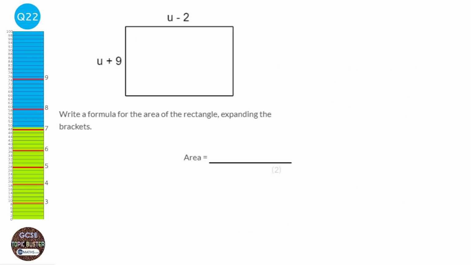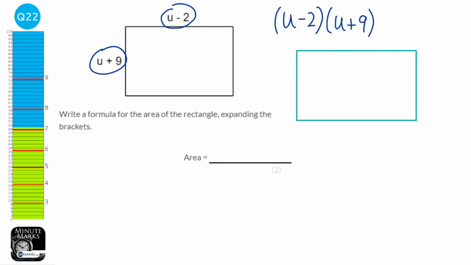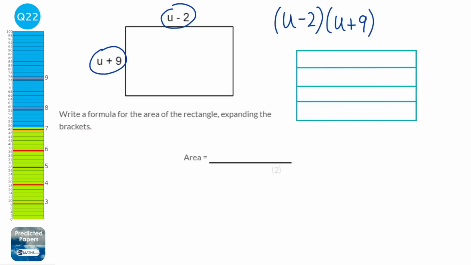To find the area of a rectangle, we just multiply the width and the length. So that's what we're going to do here. But whenever you have an expression representing a length or a width or anything really, you just put brackets around it. So we go (u minus 2) times (u plus 9). Okay, and the way we do this is with our grid, so I'm just going to draw out the grid.